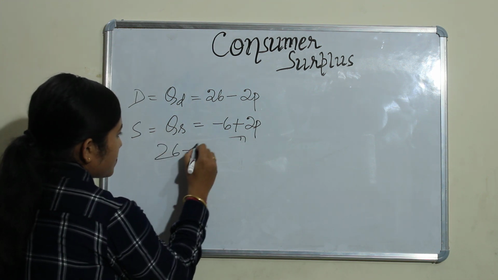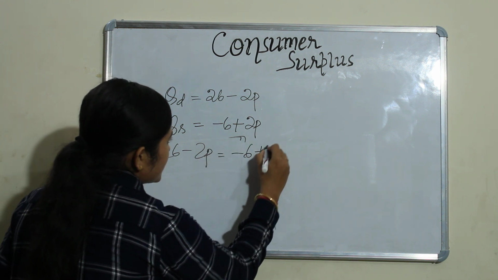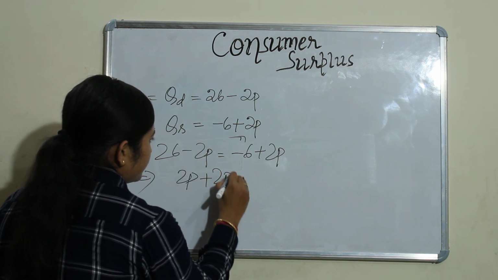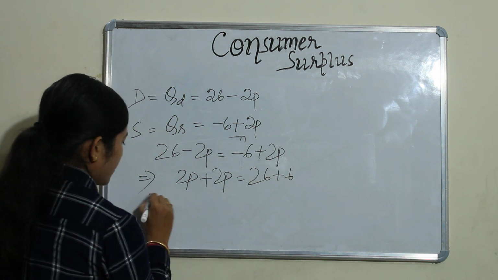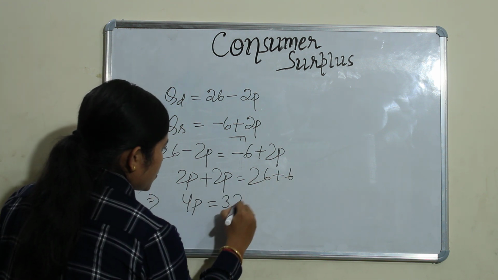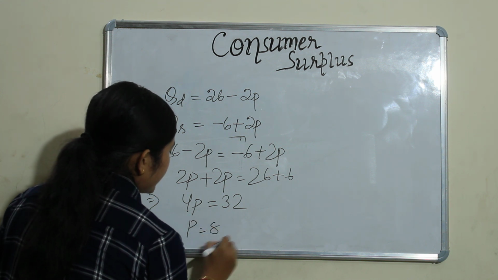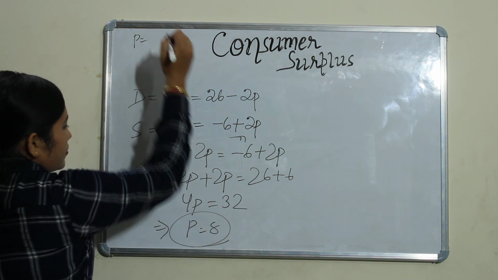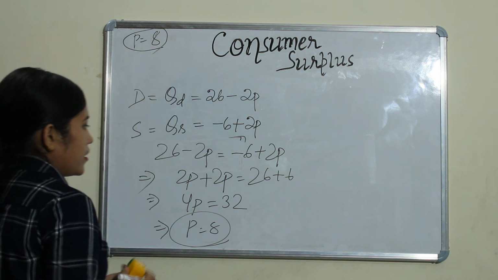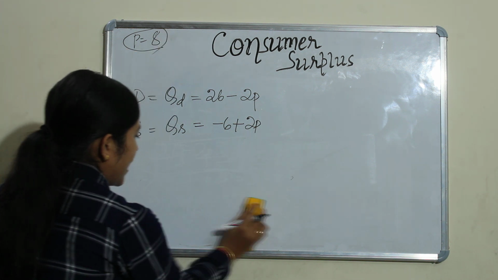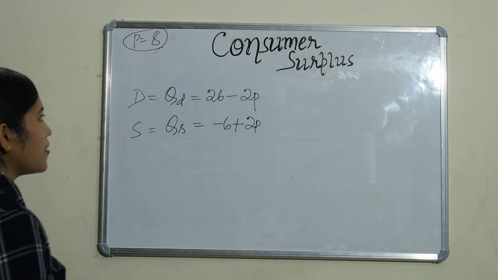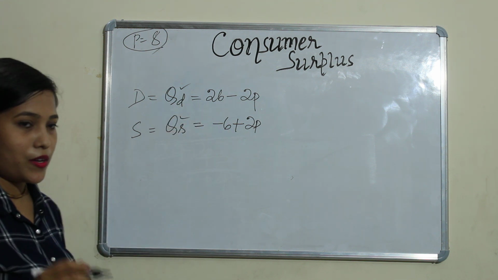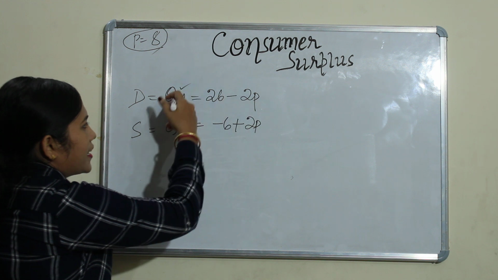So equating 26 minus 2p equals minus 6 plus 2p. We have to solve this equation. It comes to 4p equals 32, and p equals 8. So this is your equilibrium price. Equilibrium price here is 8 rupees. Then what happens next? We have got the equilibrium price. Next we will find the equilibrium quantity of demand and the equilibrium quantity of supply. We will just put the value here and get the answer.